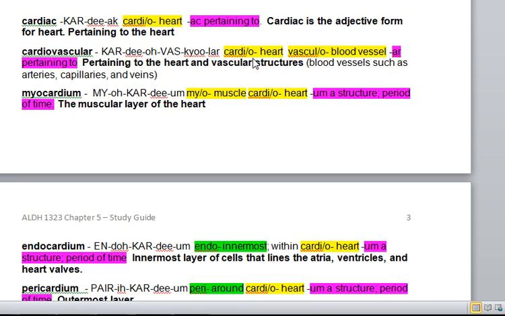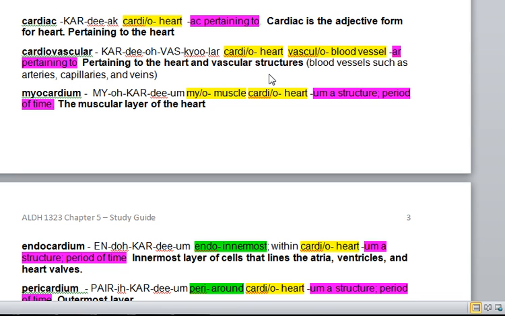Cardiovascular, cardio again is heart. Vascular is blood vessels. I might be a little bit unsure about exactly what blood vessels are, so I define them. Oh, and also R is pertaining to. So cardiovascular means pertaining to the heart and vascular structures. And these are the blood vessels such as arteries, capillaries, and veins. And so that's what vascular structures are.